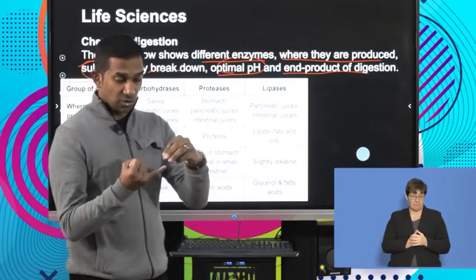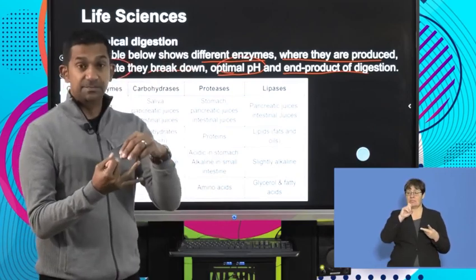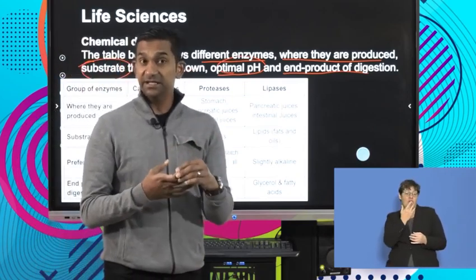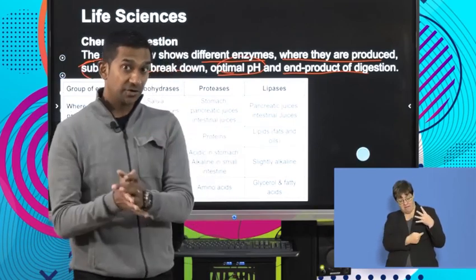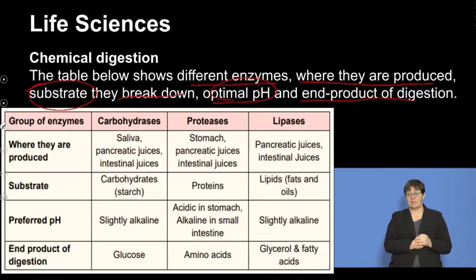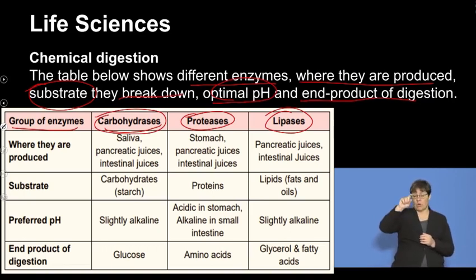Again, it talks about the enzyme, the substrate, its preference of pH, and then finally the monomers that these complex molecules are broken down into. So as I mentioned, we're going to look at these groups of enzymes. We're going to look at the carbohydrates, the enzymes that break down proteins, and the enzymes that break down lipids. So these are our major groups of organic compounds: carbohydrates, proteins, and your lipids.